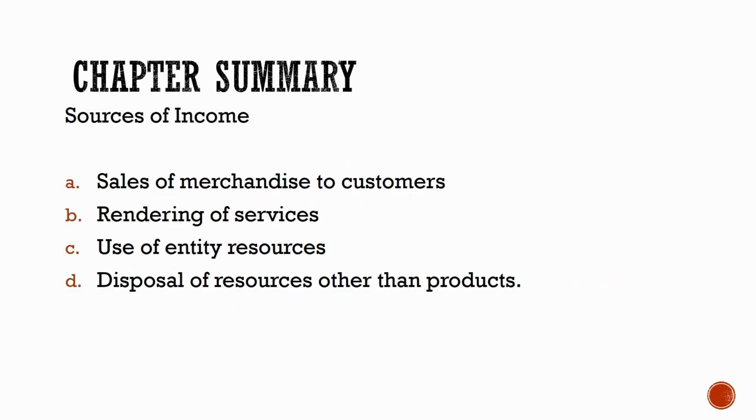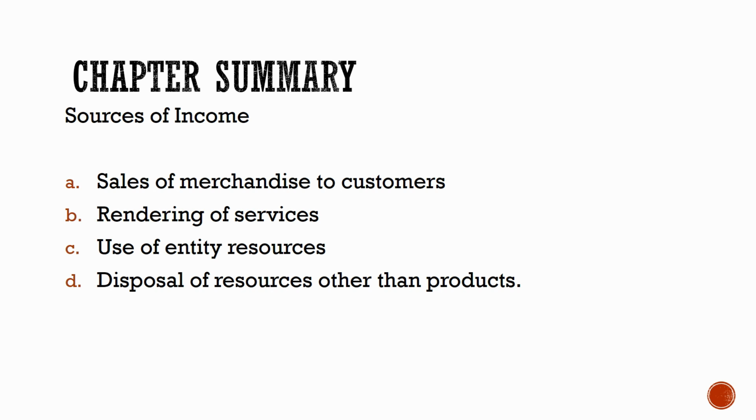So let's proceed to the sources of income. Sales of merchandise to customers, which the income from sales shall include all sales to customers during the period minus sales returns, allowances, and discounts. In rendering of services, the income from rendering of services, among others, includes professional fees, media advertising commissions, insurance agency commissions, admission fees for artistic performance, and tuition fees.